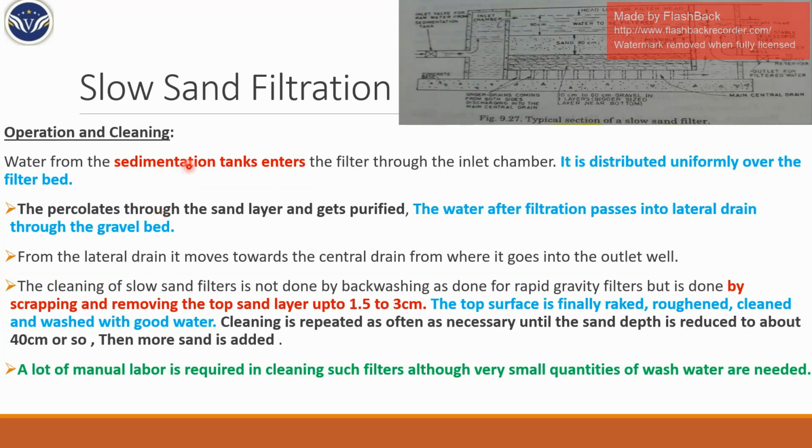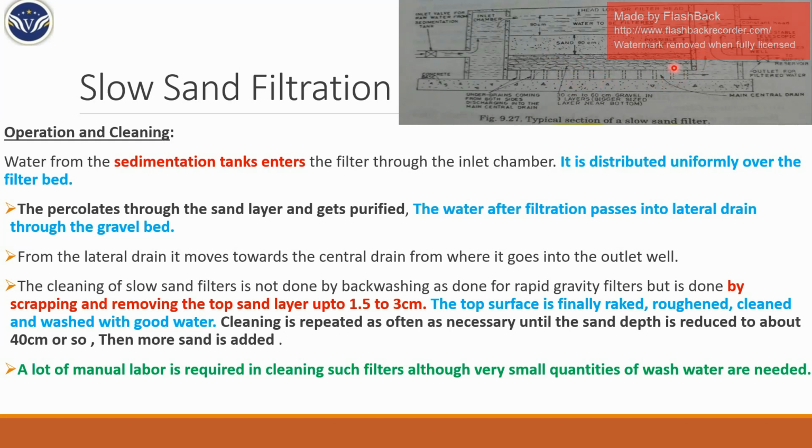Next one, operation and cleaning of the slow sand filter. Operation is this: there is an inlet, and from the inlet the water goes through the filter media. It is distributed uniformly and percolates through the sand layers, gets purified, and gets into the lateral drains, which support the gravel bed. Lateral drains move towards the main drain, from where the water is collected. The pure water is collected from that outlet itself.